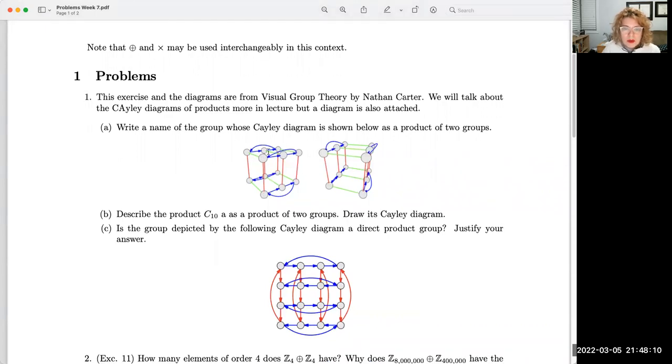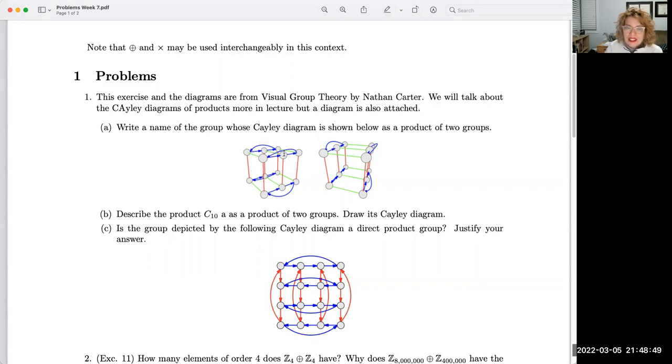So this top one, what we want to think of when we take products of two groups and deal with Cayley diagrams is we are thinking of writing copies of one group at each node of the other group, and then connecting those copies like the other group was connected. Okay. So you can see the copies of the group at each node.